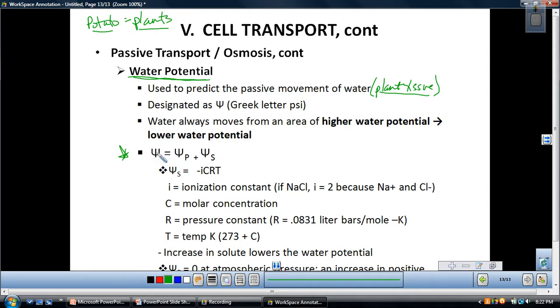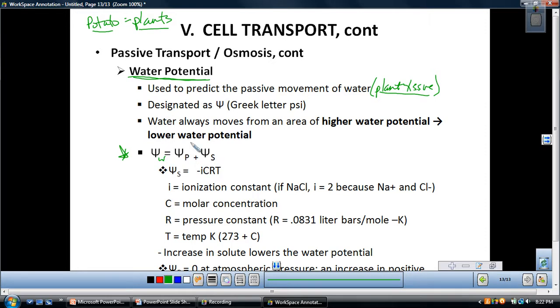So this would say water potential is equal to, this is the pressure potential, that's what the P is, and the S is the solute potential. So this reads as, and I'm going to put a little W right here, this reads as water potential is equal to the pressure potential plus the solute potential.